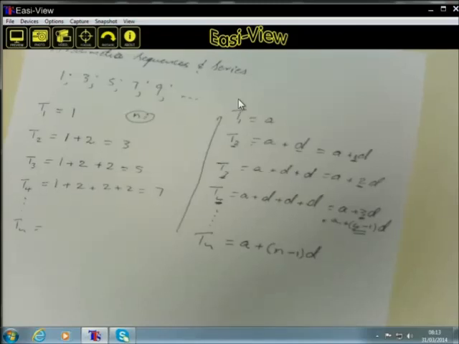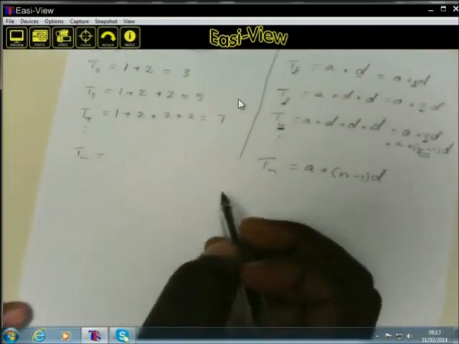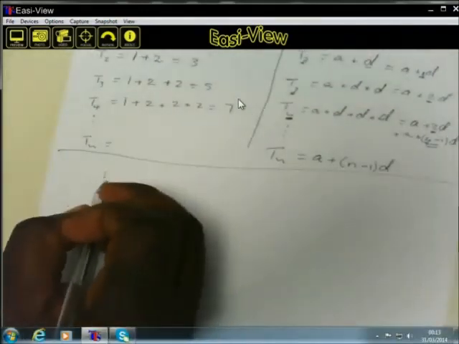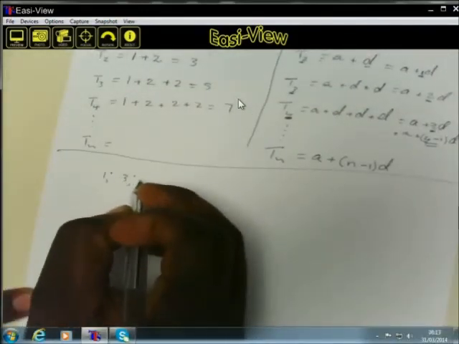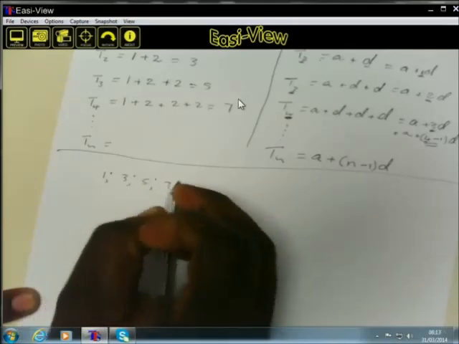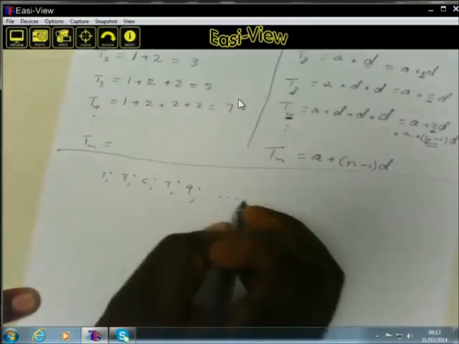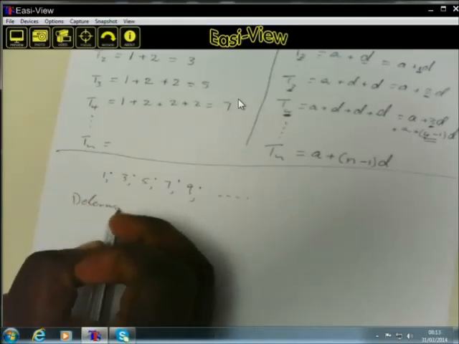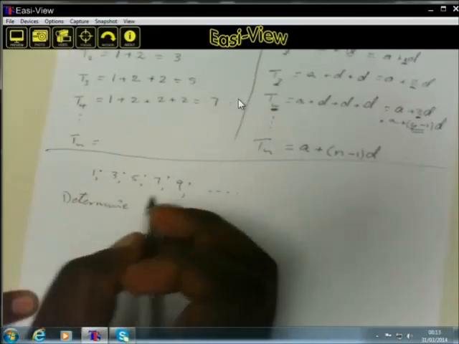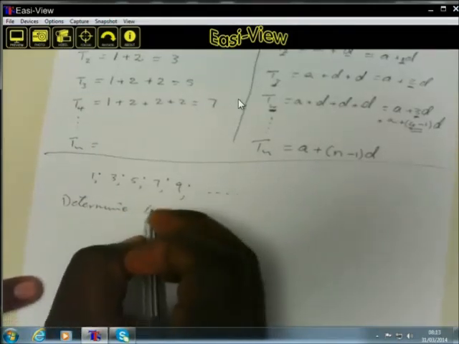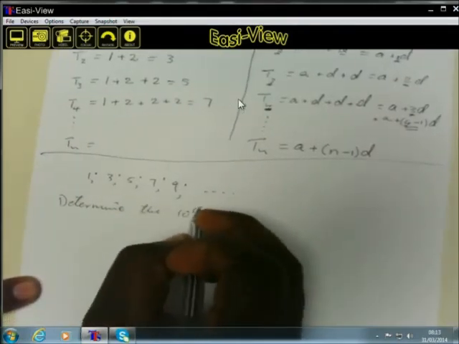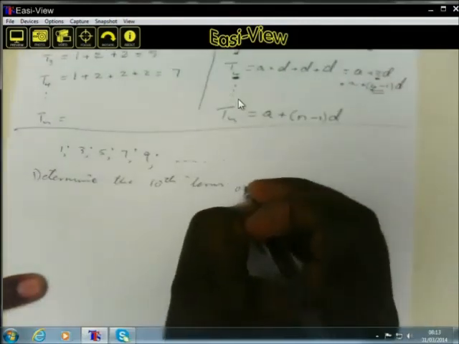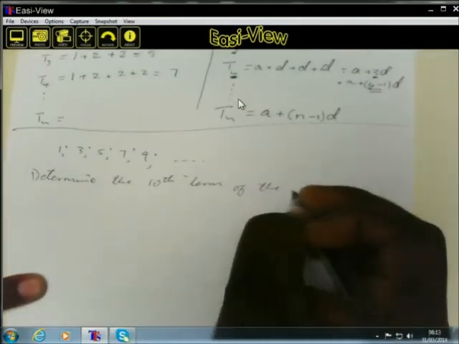Now let's take an example here. Taking the same sequence that we talked about earlier, if I had to draw the line here, 1, 3, 5, 7, 9, and so on. Say for instance, the question says, determine the 10th term. Determine the 10th term of the sequence.